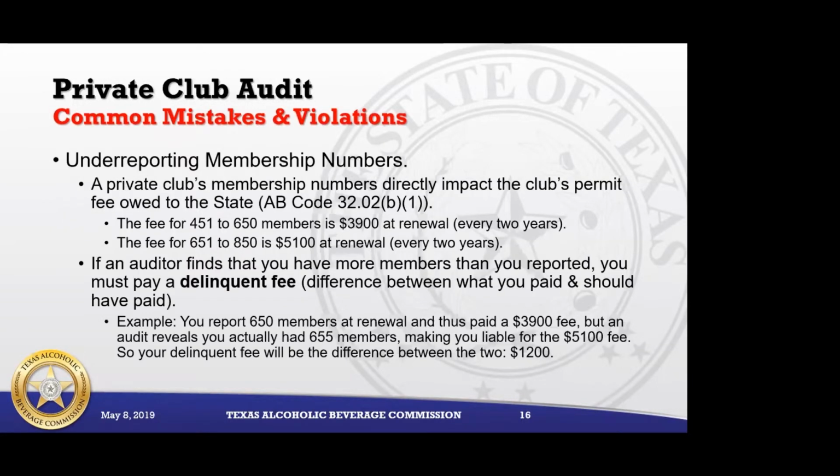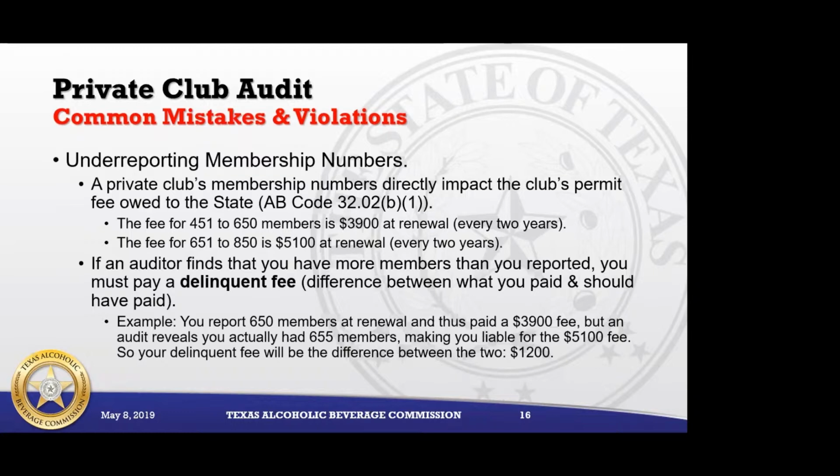So, common mistakes and violations. One of the major issues here is normally that people underreport membership numbers. Depending on how you choose to pay for your permit, you normally pay for a set number of members, or you can pay for an unlimited number of members.